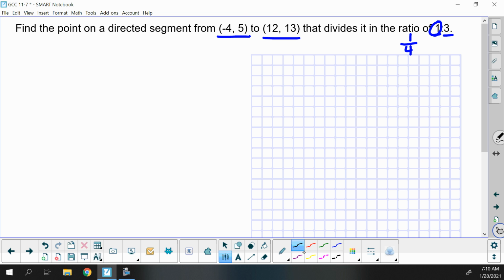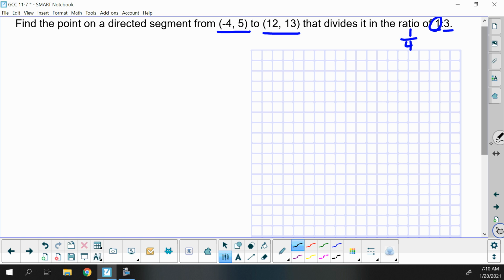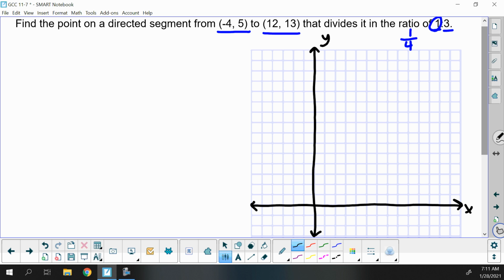So this one, we've got to draw our own XY axis. Notice the 12 and 13 are kind of big, so we probably want to shift our y-axis over a bit so we have enough to go 12 right, and we also need to be able to go 13 up, so probably shift your x-axis down a little bit as well. So we got our -4, 5 there.